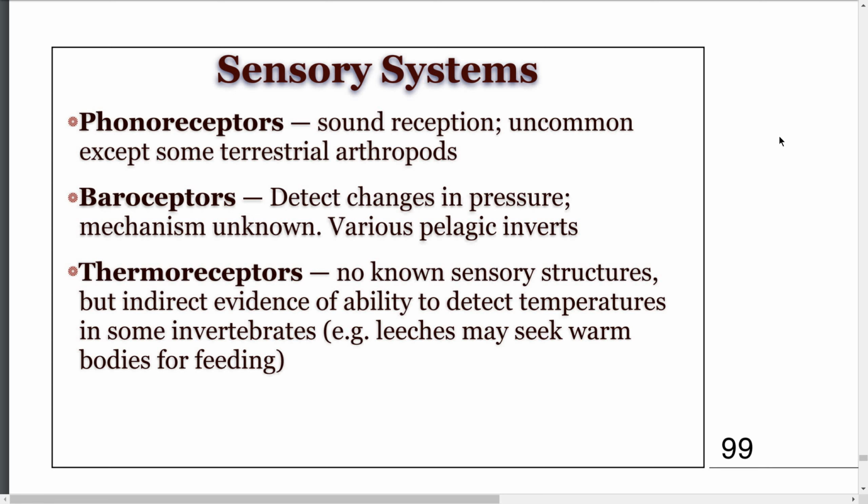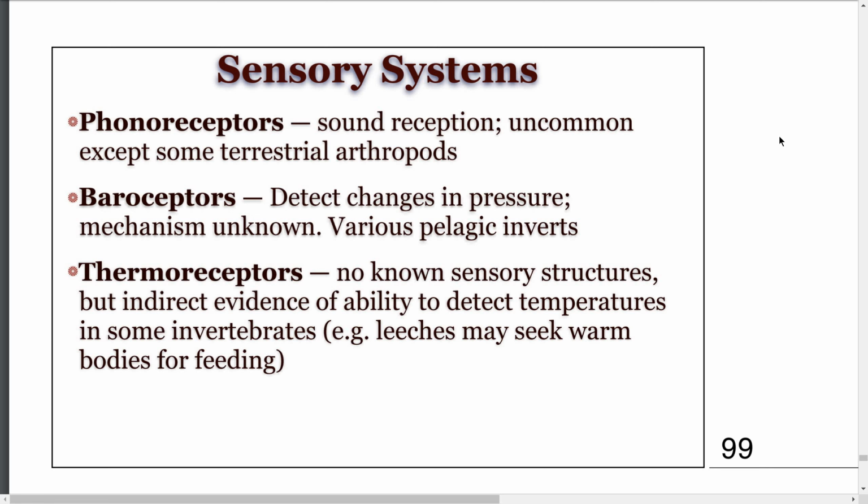There are moths that have phonoreceptors that can hear the calls of bats. There are various crickets that can hear the calls of their potential mates. There are praying mantids that hear the calls of crickets and find their food that way. So for terrestrial animals, phonoreceptors have evolved a number of times, and they can be in lots of different places.